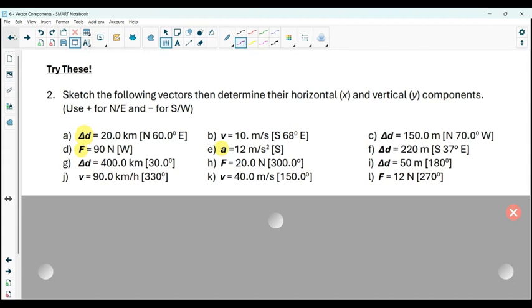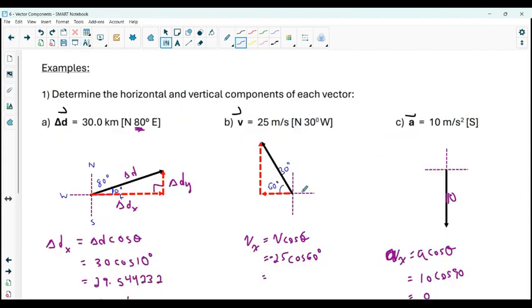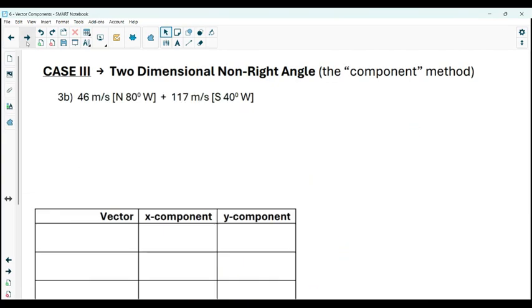Let's get those little grids here. I want to grab a couple of those and take them with me because I like them a lot, and they're going to make our lives a little bit easier. Here we go. Okay, let's actually draw what this looks like. I think I'll draw it over here, actually. Our first vector is 46 meters per second north, 80 degrees west. So let's draw what that looks like.